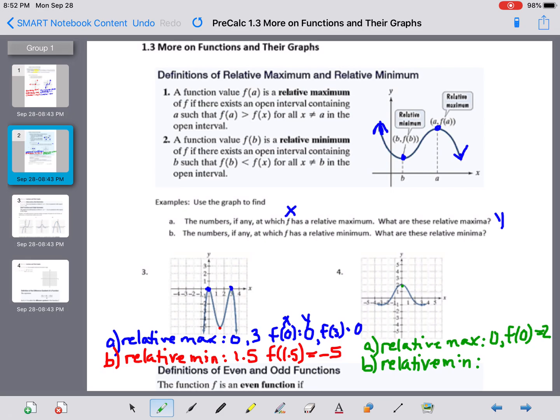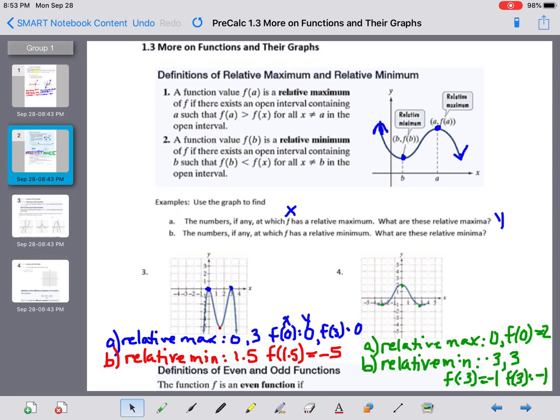Okay, or for B, if I do a relative min, if you notice down here, these both hit these points down here, and then they kind of look like they're going to go back up a little bit. So it looks like at -3 and at +3, I have a relative min. So if I write those, what are those relative minimum? At f of -3, it looks like I'm at -1. And at f of 3, it also looks like I'm at -1. Okay? So turning points, that's really where we're looking for these relative min and these relative max.